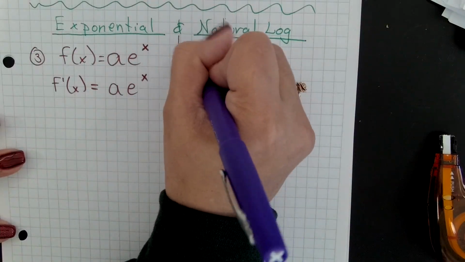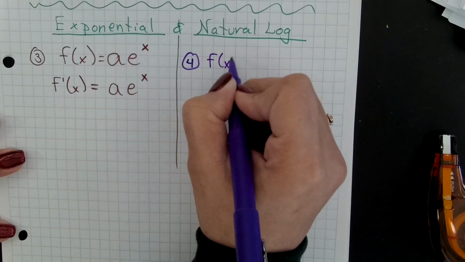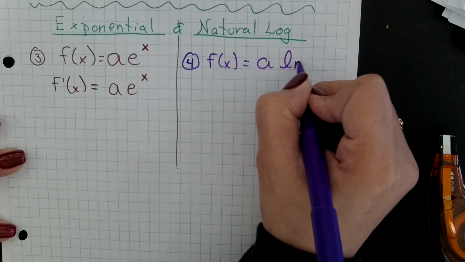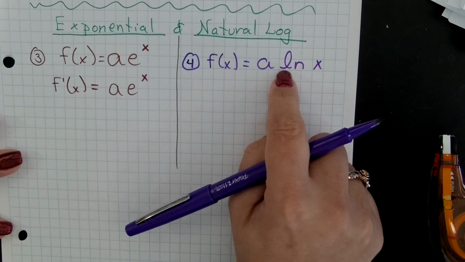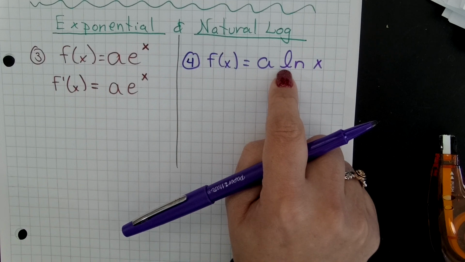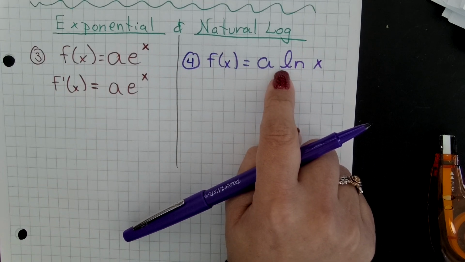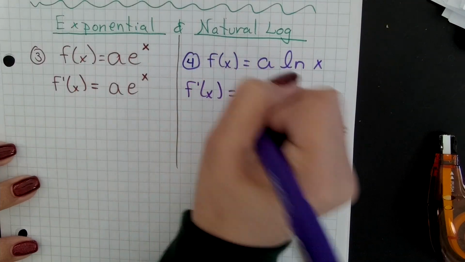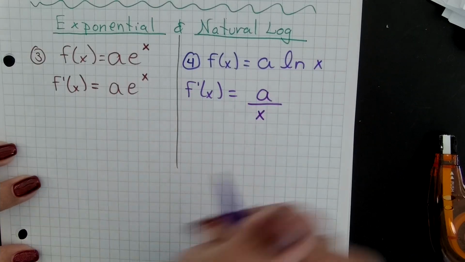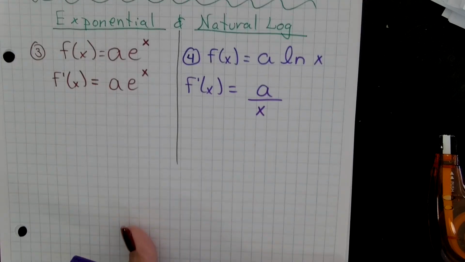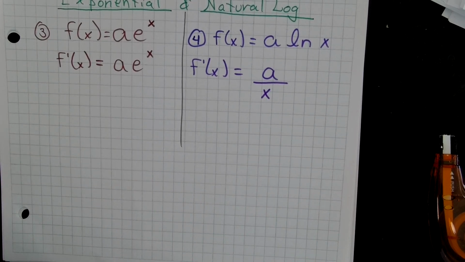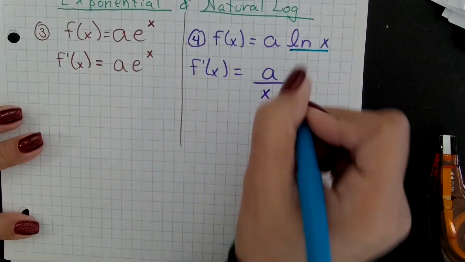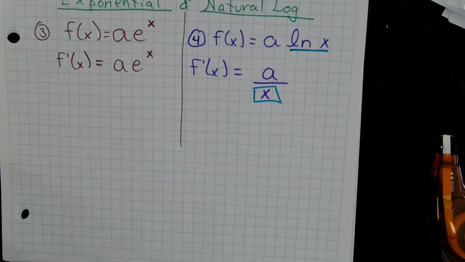And then the last one is the natural log rule. So if we have f of x is equal to a times the natural log of x, that is an L, and I write my L's like that because some people say that the L looks like an I. The derivative changes to your coefficient over x. The coefficient stays the same. What changes is that the natural log becomes a fraction and the natural log goes away.